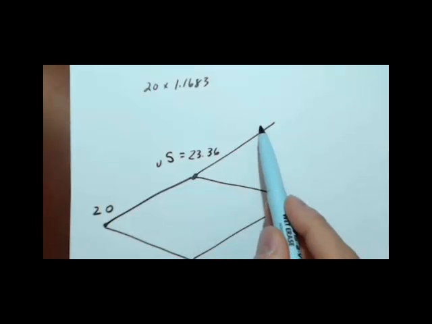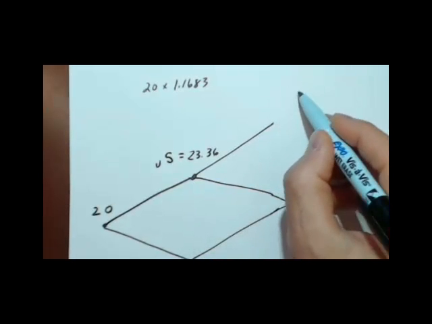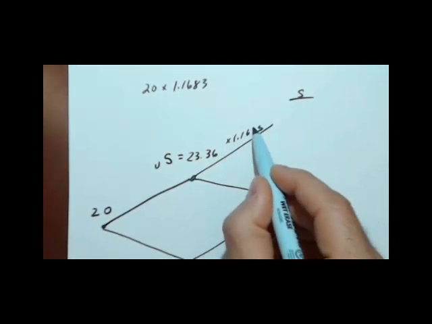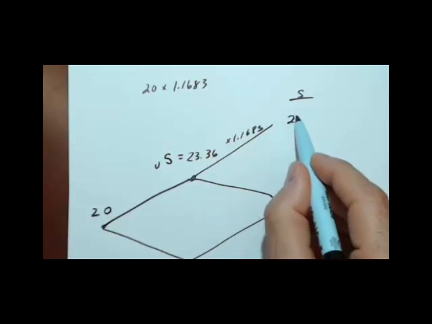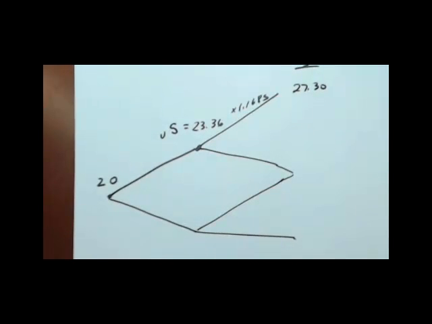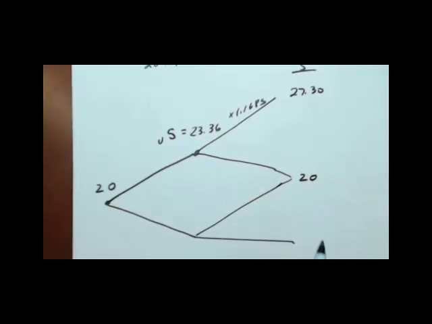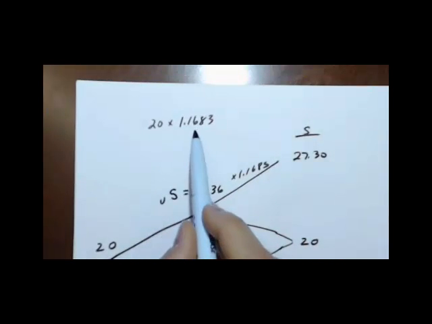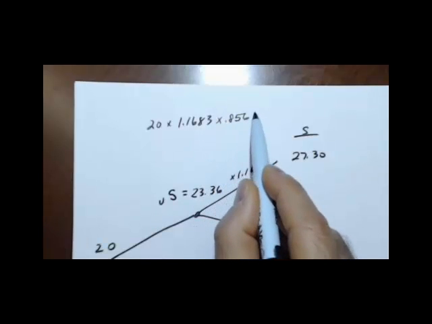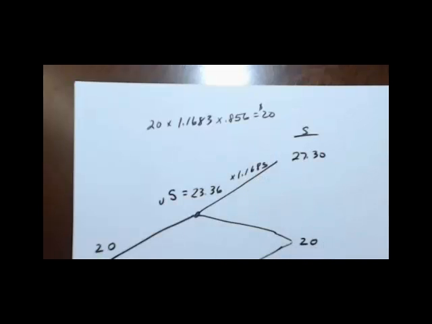Now the stock could go up again, right? The stock could go up again, and multiply this by 1.1683. And the stock could go all the way up to 27.30, the maximum case. Okay? Now this is what's called a recombining tree, meaning that you start out at 20, it can go up, it goes down by a comparable amount, and you end up at $20, which is simply $20 times 1.1683 times the 0.856. That will get you back to $20.